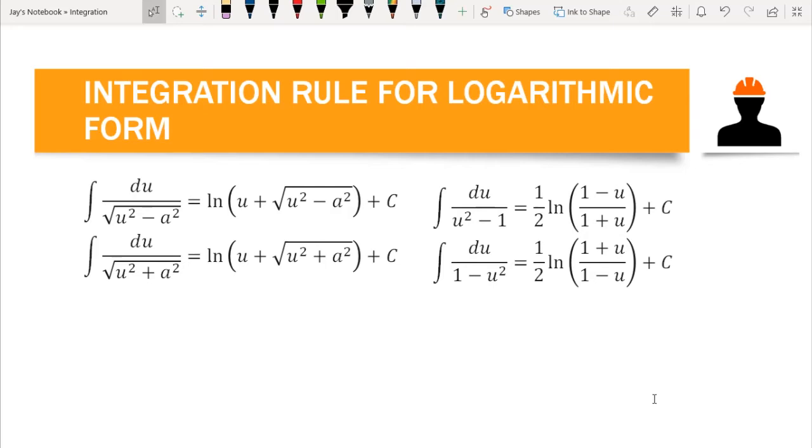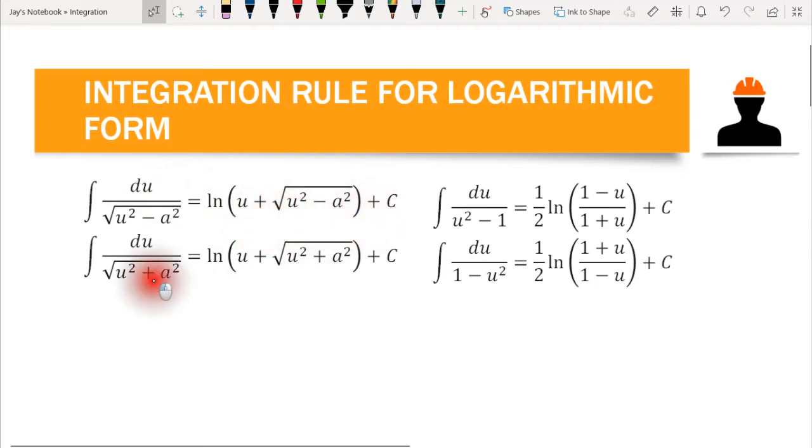We have here the integration of du over square root of u squared minus a squared. If you have this type of function, then your integration would be the natural logarithm of u plus square root of u squared minus a squared plus c.